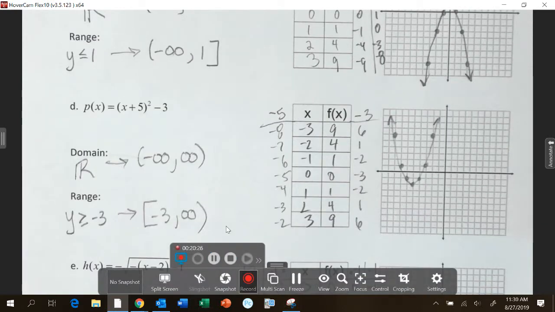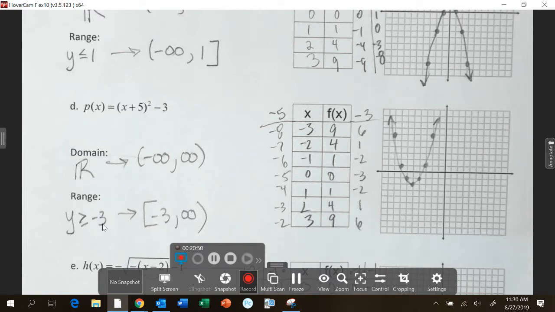So question D, I used a transformation table. Some of you did transformations in your head. Some of you just plugged in random numbers, which is, any of those is fine. Our vertex is at -5, -3, and then goes symmetric from there. Domain is all real numbers, goes from negative infinity to positive infinity. The range, y is greater than or equal to 3.